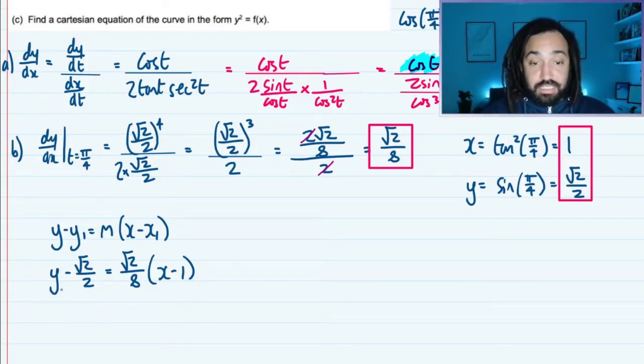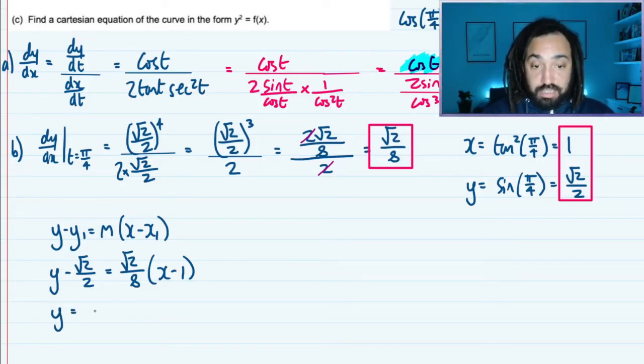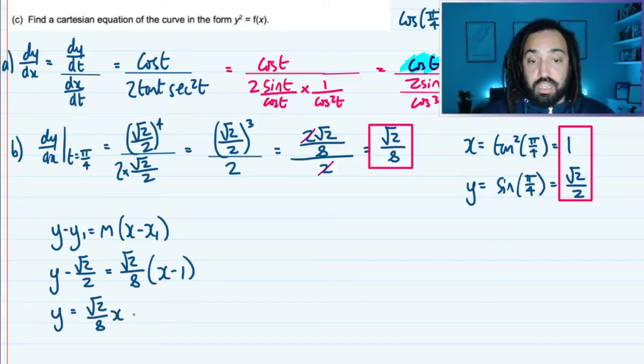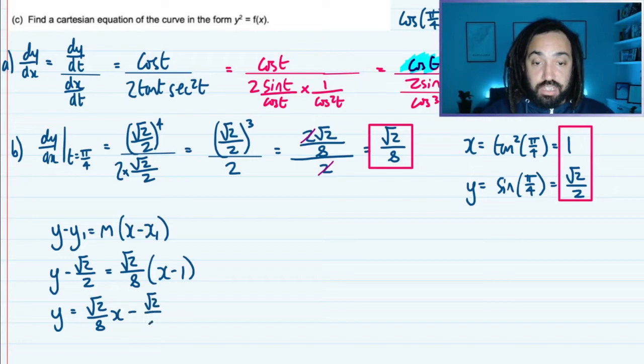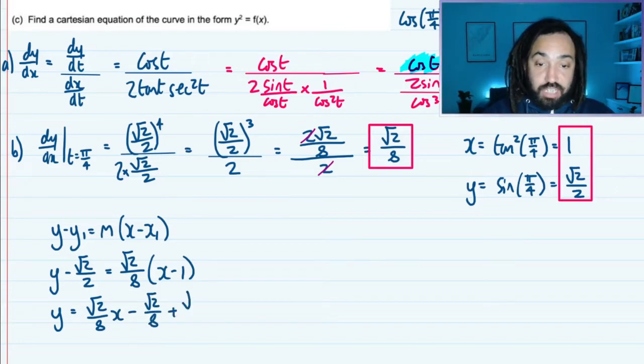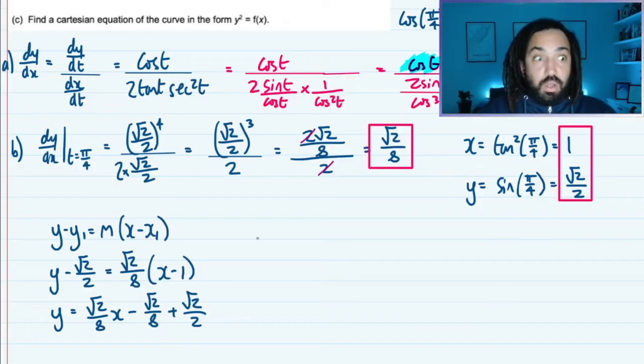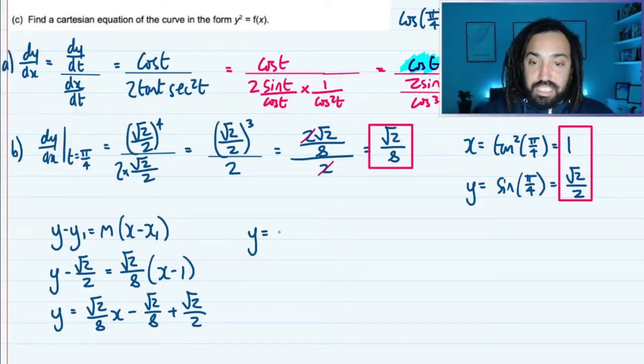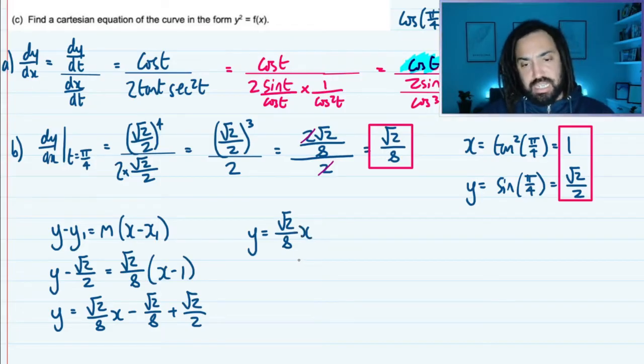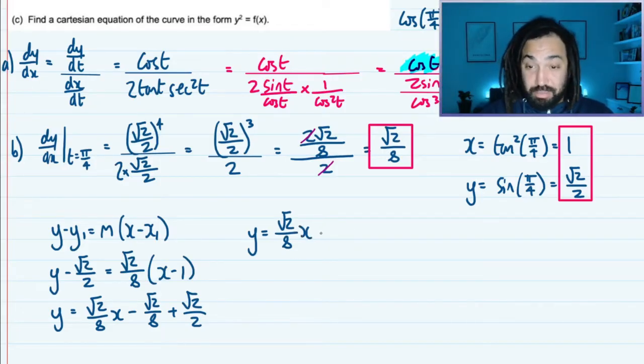And in fact, let's just write this out now in a more usual form. So we have minus root 2 over 8, and we add on the other root 2 over 2. So we get y is equal to root 2 over 8 x, and that is going to be plus 3 root 2 over 8.